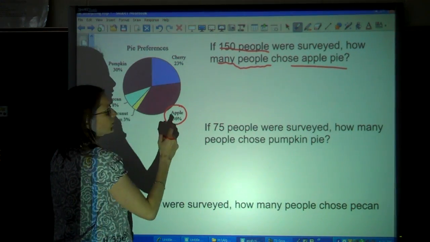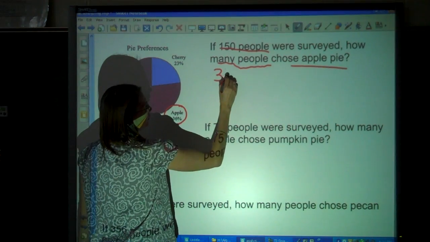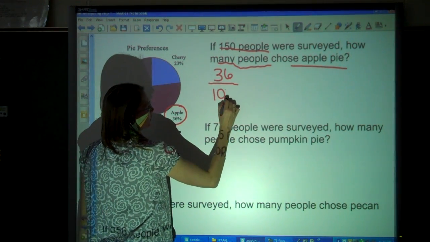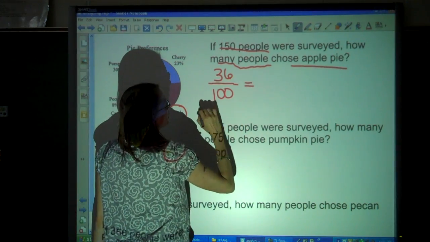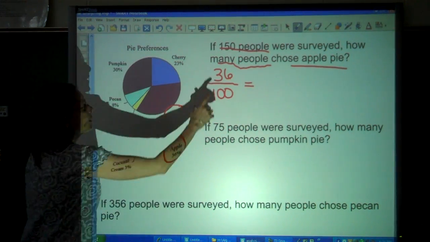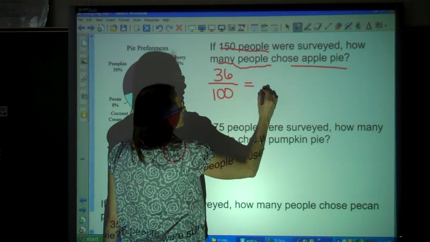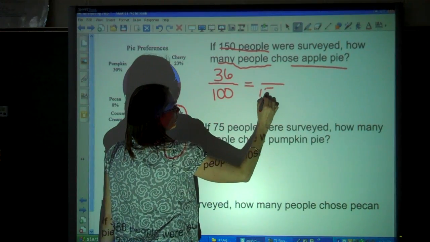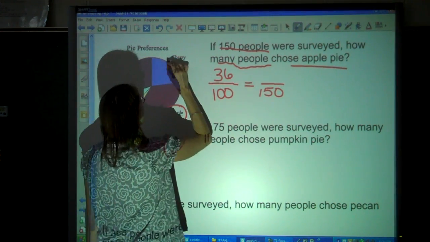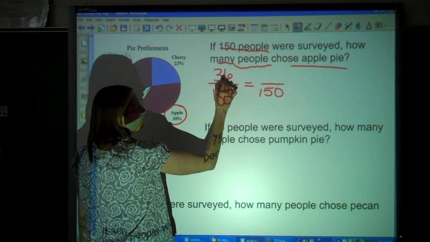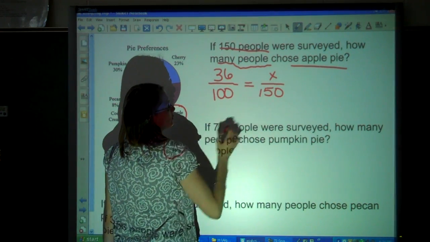I know that 36% liked apple, and 36% means 36 out of 100. And I know that there were 150 people surveyed. So that 150 people needs to go down here with the 100. That's all of the people. All of the people, 150, make up this whole 100%. And I'm trying to find the 36%.